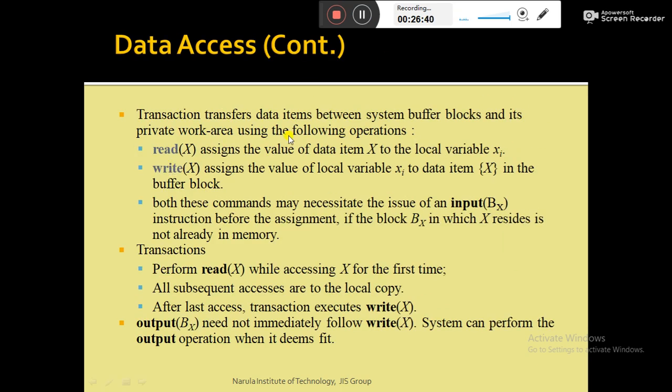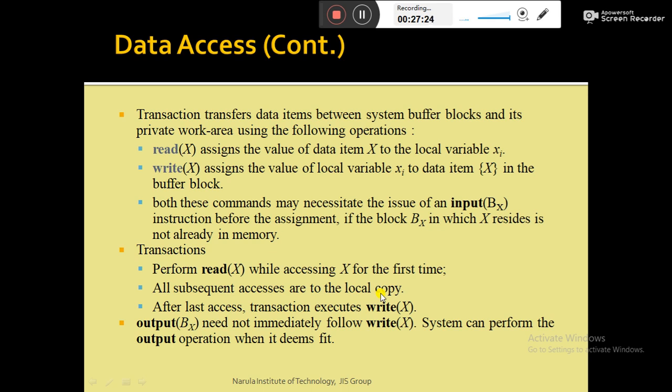Now the transaction transfers data items between the buffer block and its own private area with the following two operations: read(X) and write(X). Read(X) assigns the value of data item X to the local variable Xi, and write(X) is just the opposite of read(X). The transaction performs read(X) while accessing X for the first time. Means when the transaction performs the read(X) operation, it is the very first time it accesses X, and all subsequent accesses, from the second time onwards, are made to the local private copy.